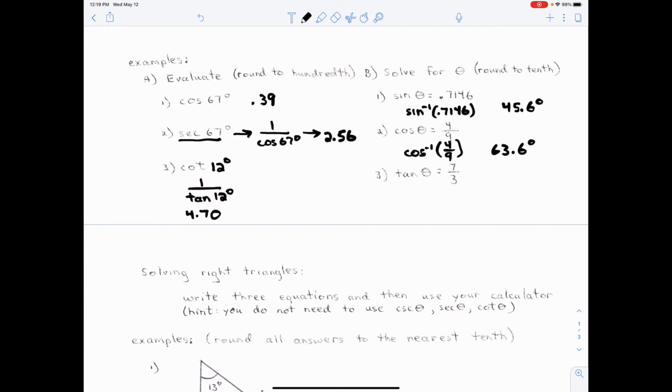And the inverse tangent of 7/3. So again, I would write tangent to the -1 of 7/3. And you get 66.8 degrees.